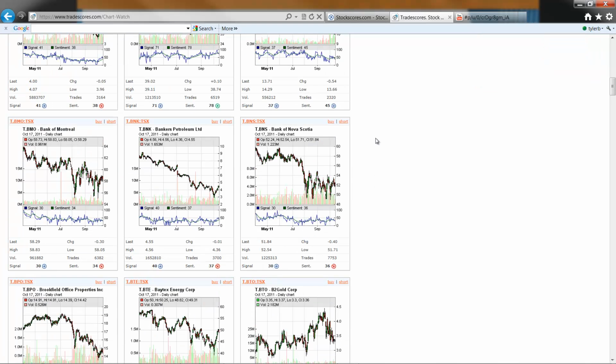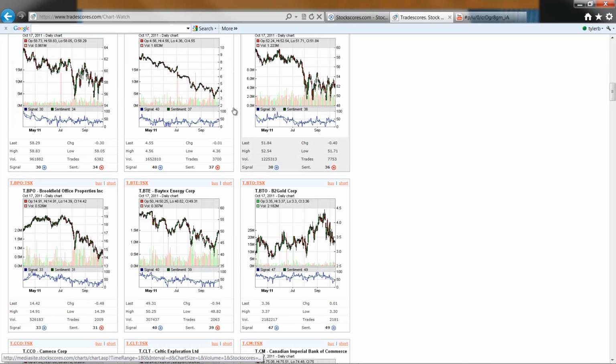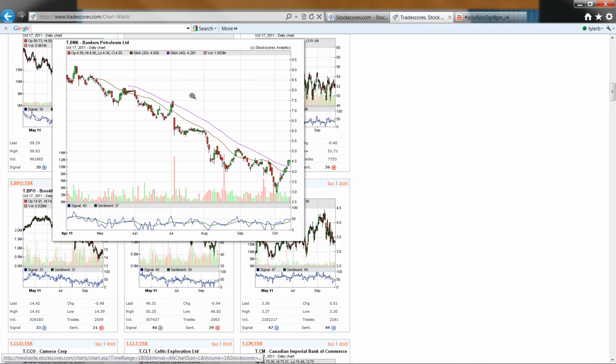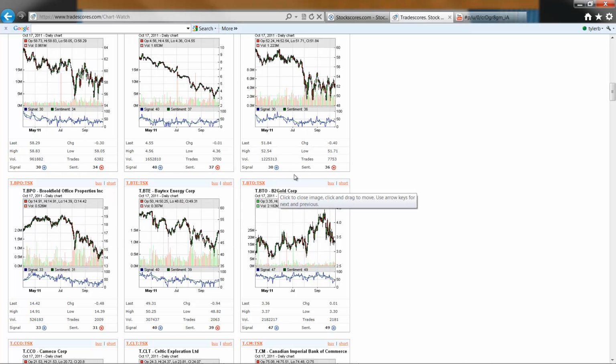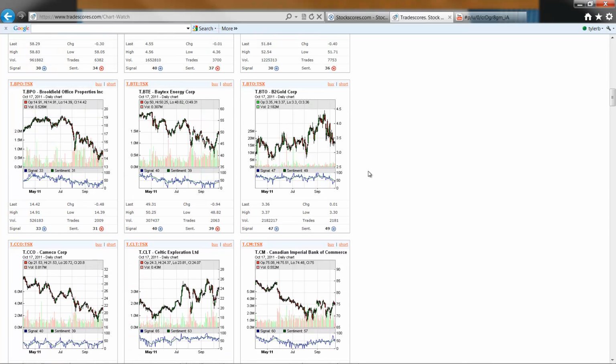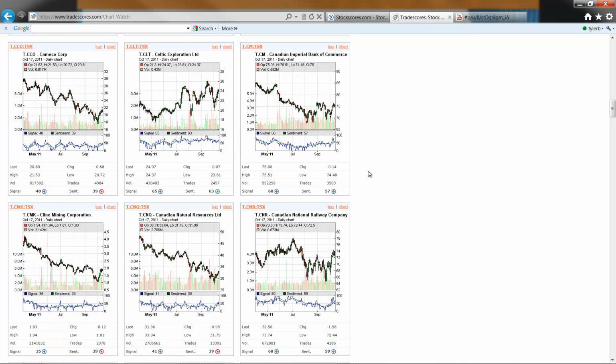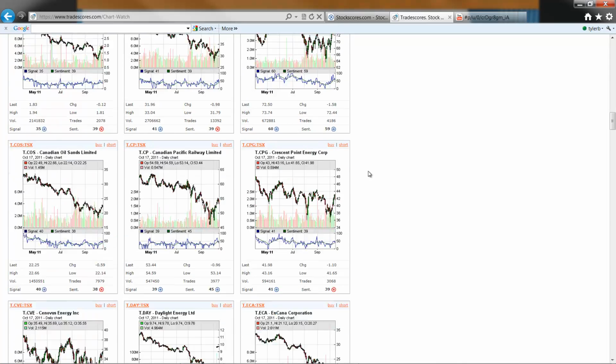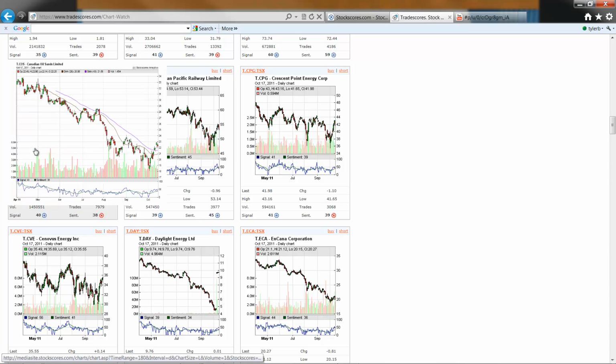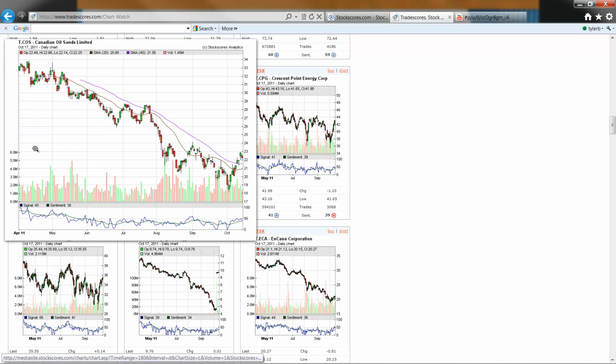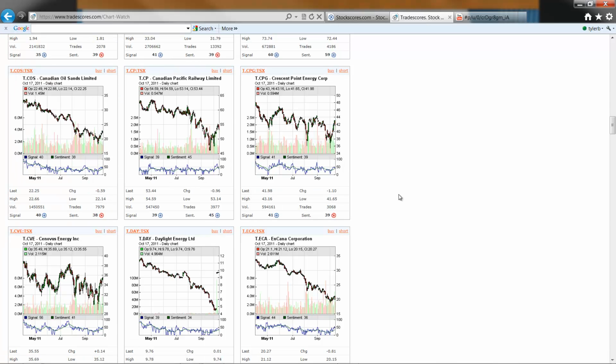Now the beauty of this tool is that you can go through the entire market in just seconds. Here we can see Bankers Petroleum also breaking its downward trend line, and that was something I wrote about in the newsletter along with Bombardier for the same reason, having broken that downward trend line. Well, that's how I found these stocks for the newsletters. I just cycle through the charts. If I see something that looks promising to me, I click on it. Here's Canadian Oil Sands, broken a short-term downward trend line, although it still hasn't broken the long-term downward trend line.